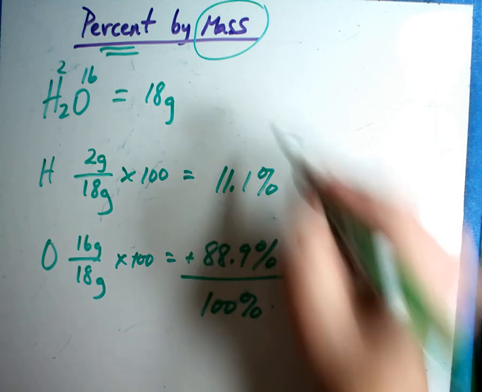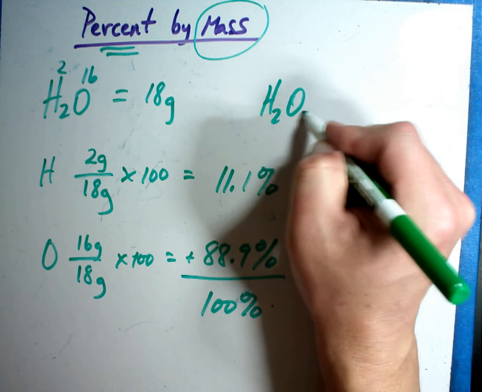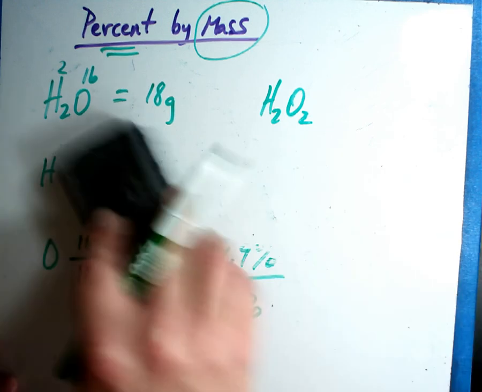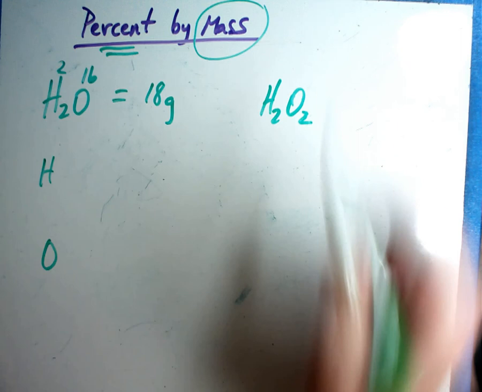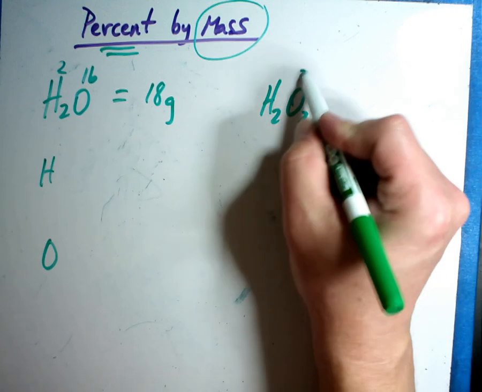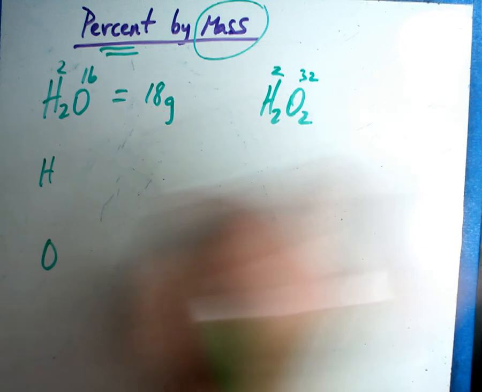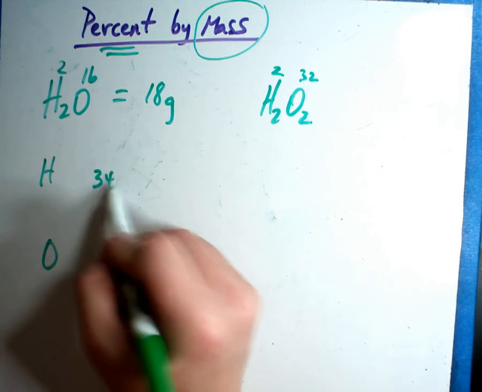Now, there's another compound, H2O2, which is hydrogen peroxide. Do you think it has the same percentages as water? Let's see. Oxygen is 16 times 2 is 32. Remember, I'm getting these numbers from the chart. Hydrogen is 1 times 2 is 2. 34 is the grand total. So 34 grams on the bottom.